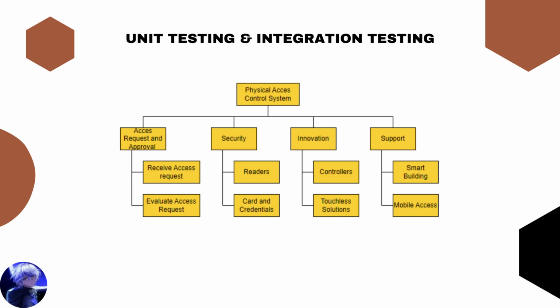Third, integrate unit testing into the continuous integration process for mobile access and smart building system. And last, execute detailed test report and analyze results to improve unit testing in mobile access and smart building domain.